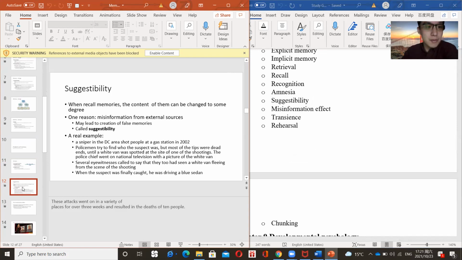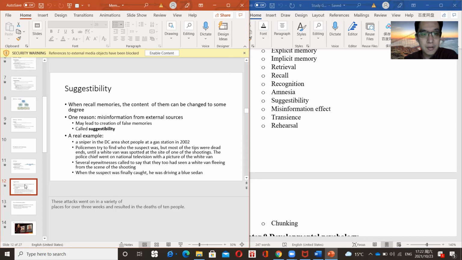Sometimes the memories can be modified. Our memories can be modified. The memories that we used to have are true, are right, but sometimes we recall that kind of memory and we put it back. And in this process, the memory is modified. The content of the memory has been changed.